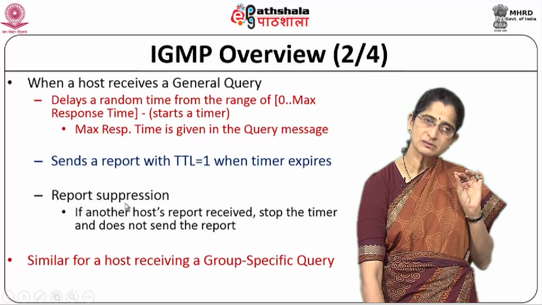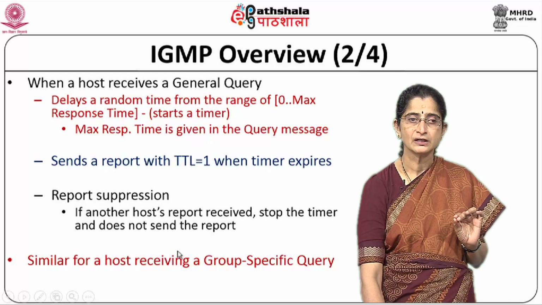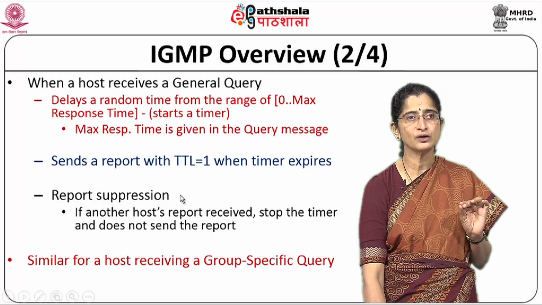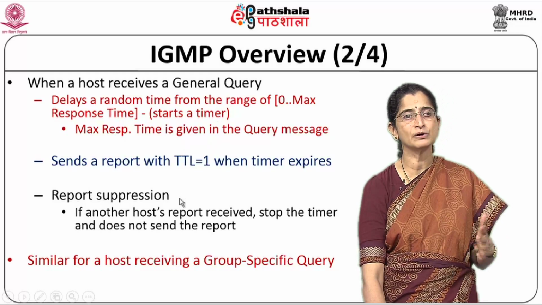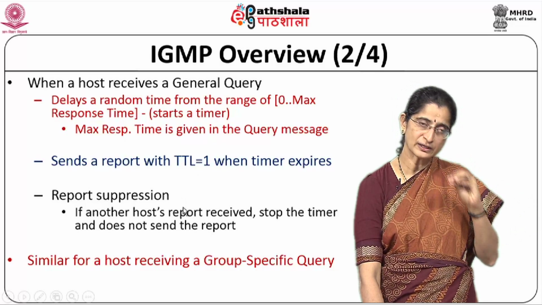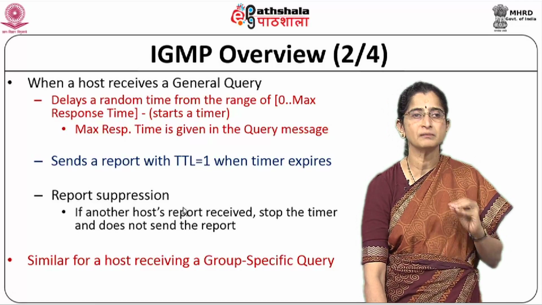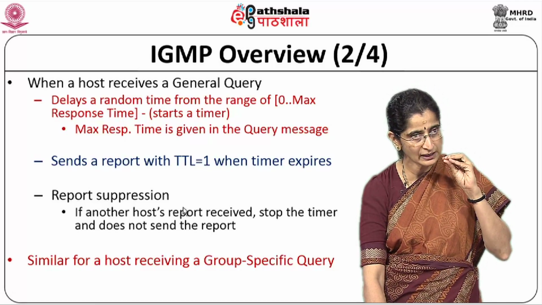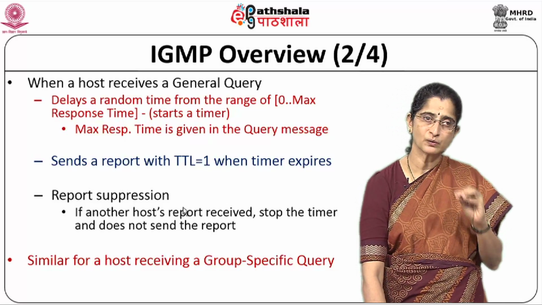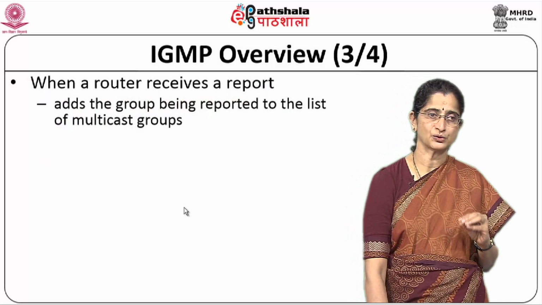Okay. Now, a similar process is used even if a host receives a group specific query. Now, we talked about the general query. In a general query, you are asking for information like, does anybody belong to any multicast group? In a group specific query, the router has a very specific question which says, does anybody belong to this particular multicast group? So, the multicast group address is specified and you request information about that particular group. So, this is the second step that you have.